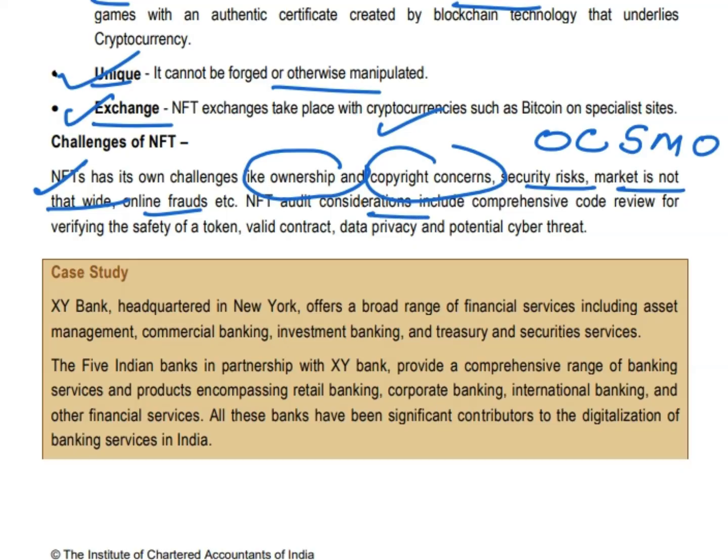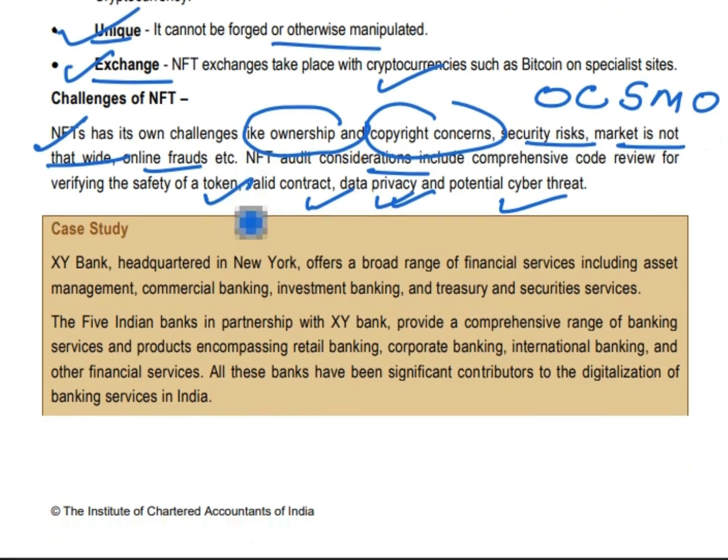So the NFT audit consideration includes comprehensive code review for the safety of a token, valid contract, data privacy, and potential cyber threat. So you have to give attention to these things: token, contract validity, and then data privacy and the potential cyber threat. These are the things you have to be confident enough about for writing the challenges of NFT, right?